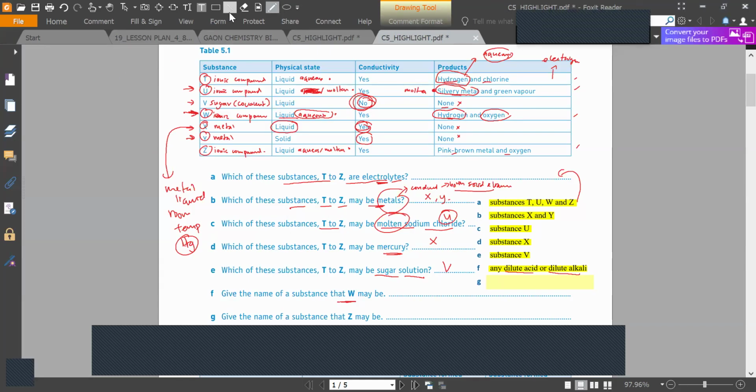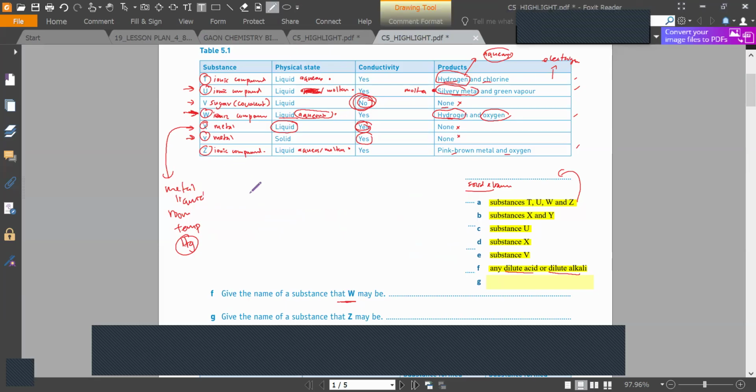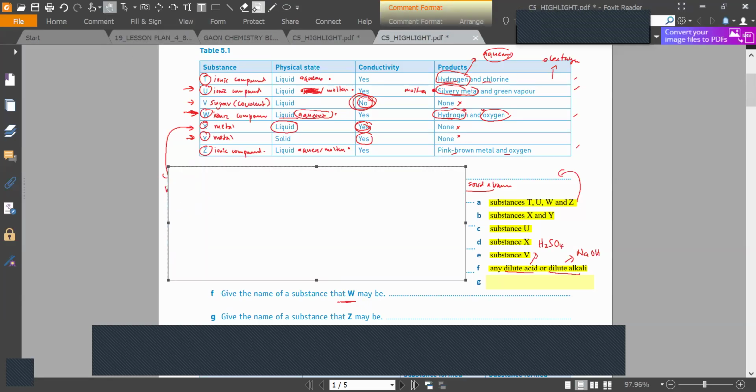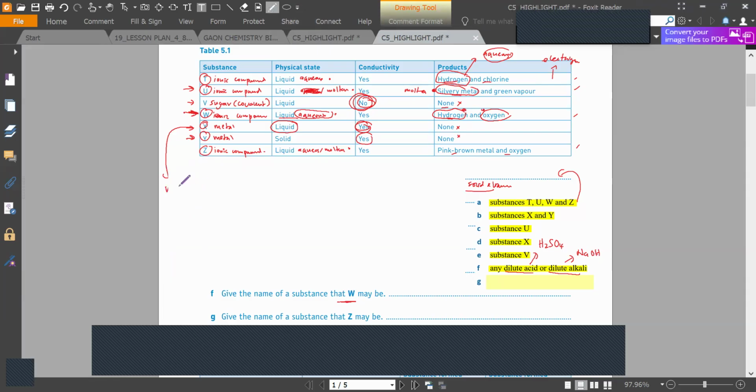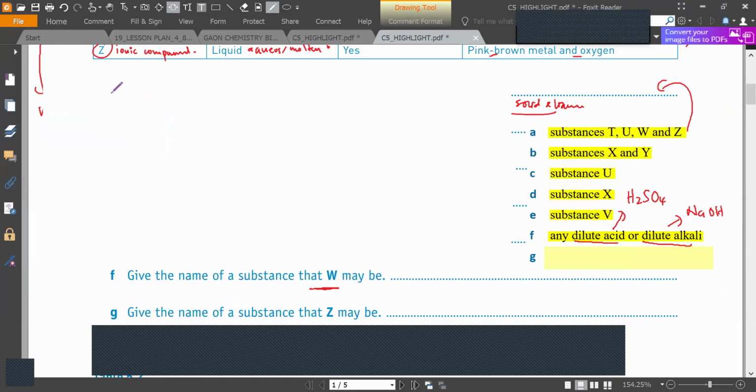Let me explain. Let's say we have dilute acid. Let's say we have sulfuric acid. Dilute alkali, let's say we have sodium hydroxide. Our product will be hydrogen and oxygen. Let me show why. So let's say we have dilute acid.